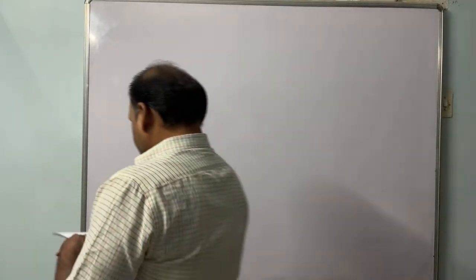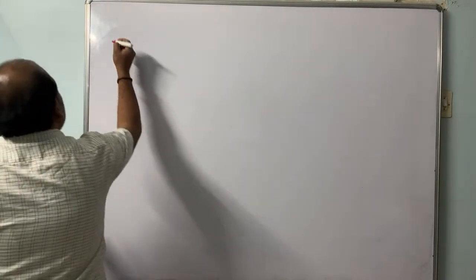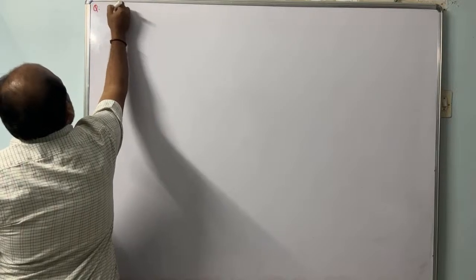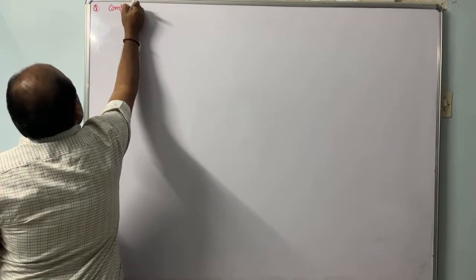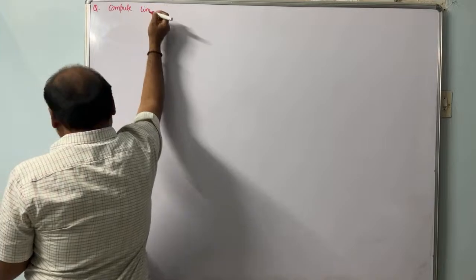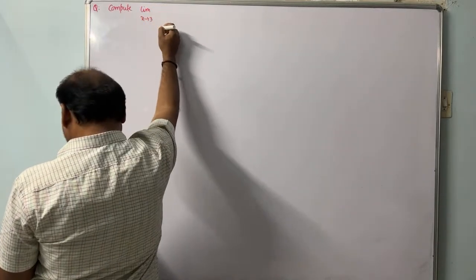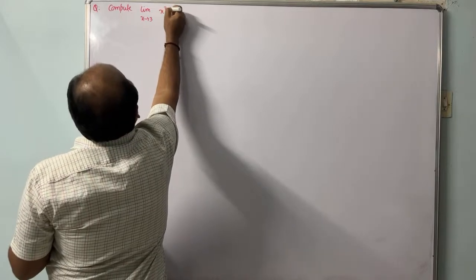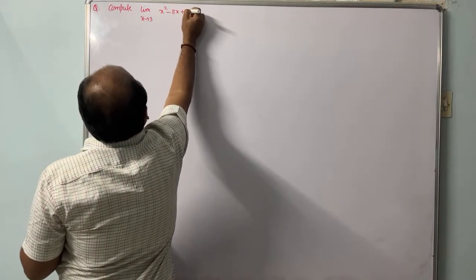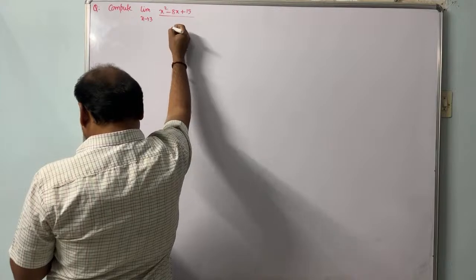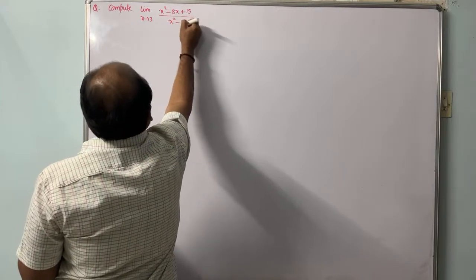We'll move to the next set of questions. Compute the limit as x tends to 3 of (x square minus 8x plus 15) divided by (x square minus 9).